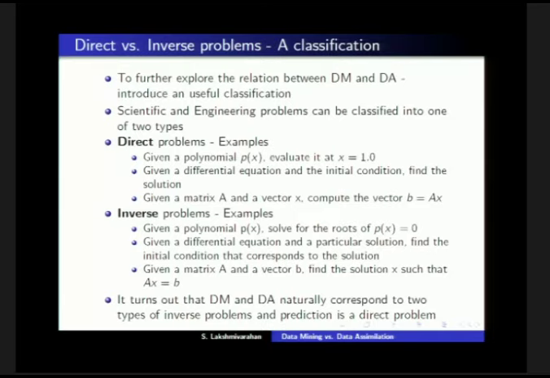What is an example of a direct problem? Suppose I have a polynomial, I want to evaluate the polynomial at x equal to 10. That's a direct problem. Suppose I have a differential equation and initial condition, I want to find the solution. That's a direct problem. Given a matrix A and a vector x, if I want to compute A times x to get b, that's a direct problem. When you are in college, you always learn to solve direct problems. But when you go out to work, you are always called upon to solve the inverse problem. Of course, you are also introduced to solving inverse problems when you're in college.